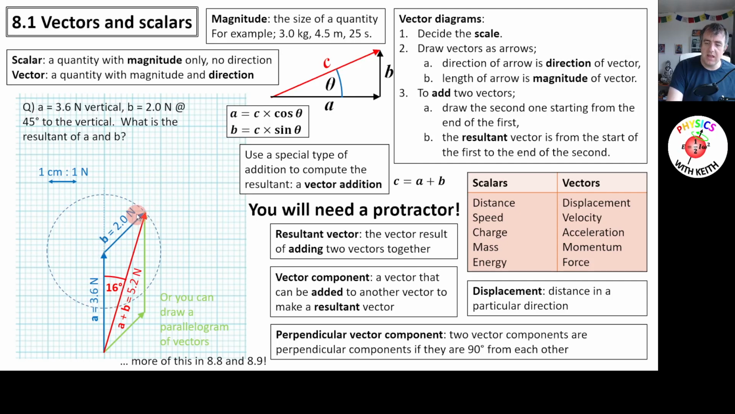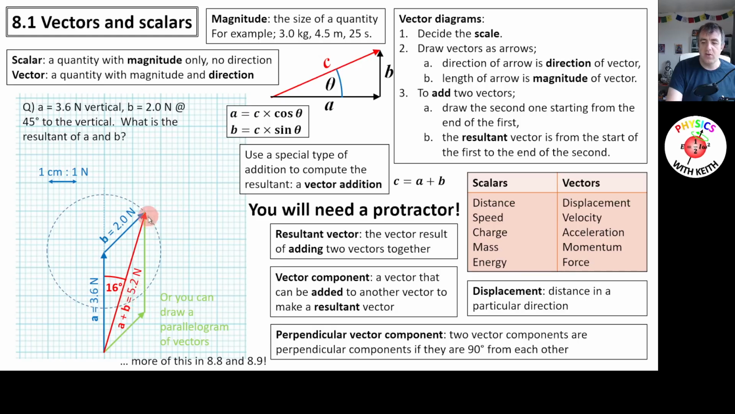Now, A plus B is this red one, A plus B. Vector addition, A plus B. I could also instead have done B, which is this green one down here, plus A. And B plus A is the same as A plus B. I start in the same place, I finish in the same place. So the resultant vector is represented here as this red arrow.